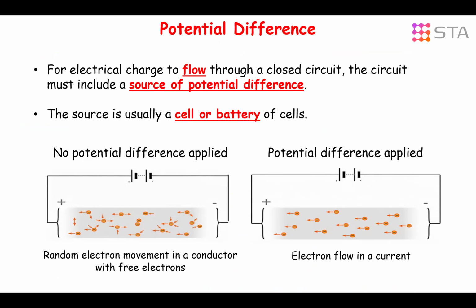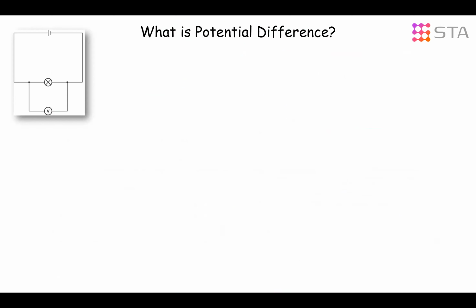On the left, you can see what happens in a conductor or wire when no potential difference is applied. You can see that the electrons, if they are moving at all, the free electrons, then obviously it's a sort of random movement. However, when you apply a potential difference from a cell or battery, you can see that the electrons or charges are all flowing in a current, as you can see in the diagram there, from the negative terminal of the battery to the positive terminal.